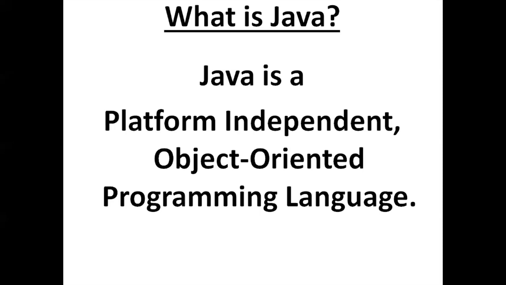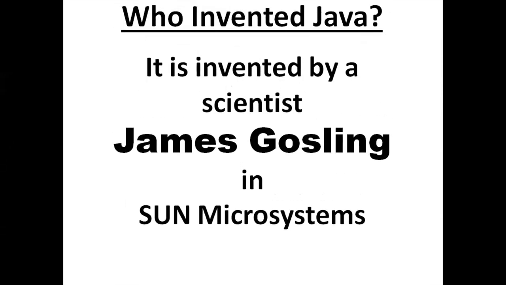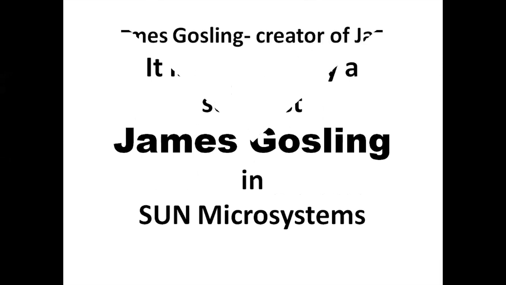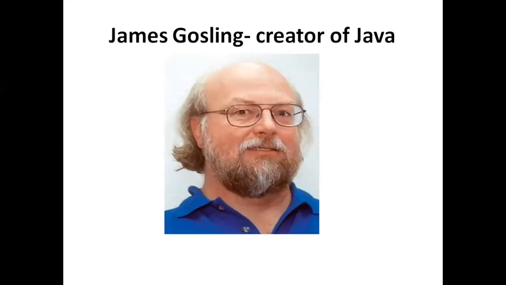Okay. Then who invented Java? James Gosling. Invented by scientist James Gosling in Sun Microsystems. Okay, who is James Gosling? He is Mr. James Gosling. Understand?